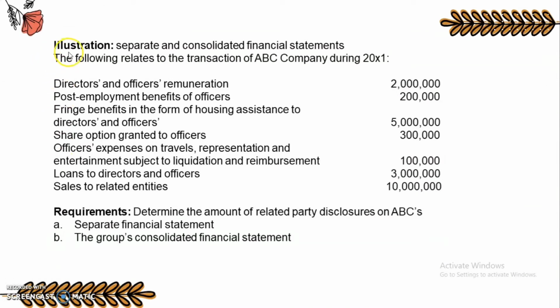So here's an example of illustration when it comes to separate and consolidated financial statements. The following relates to the transactions of ABC Company during 20X1. So here is the list of transactions. The requirement is to determine the amount of related party disclosures of ABC. The first is the separate financial statement and second is the group's consolidated financial statement. So let's move on to the solution.